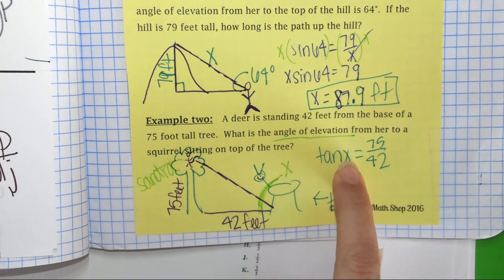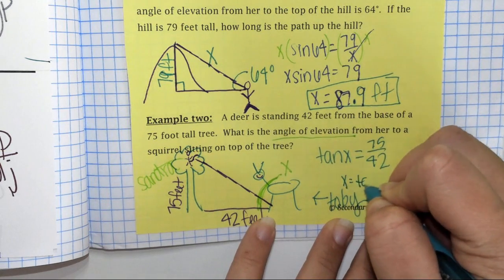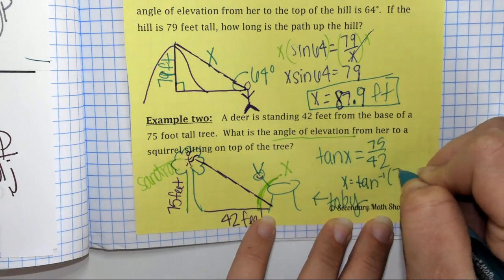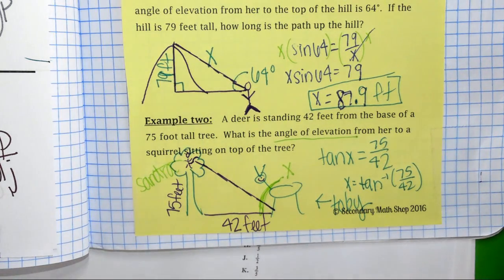So now, how do we get rid of x? x equals the inverse tangent of 75 divided by 42. Now, those of you with the funky calculator, do 75 divided by 42 equals, and then hit second tangent, and it should give it to you.